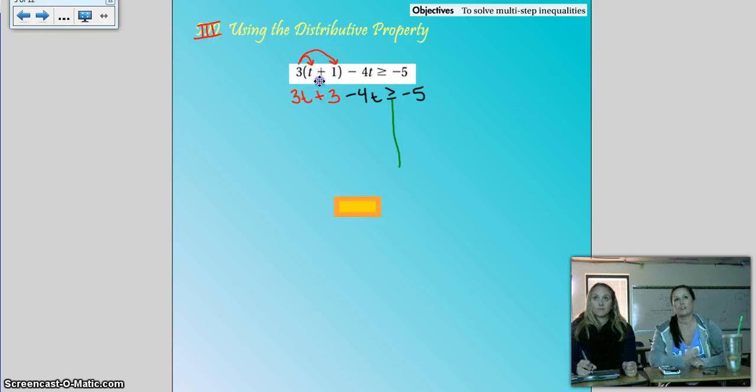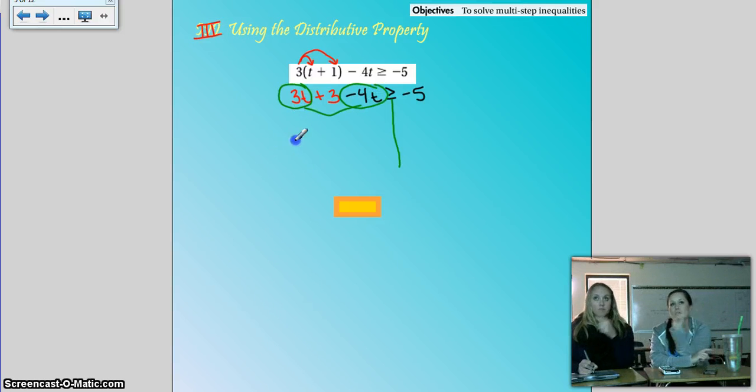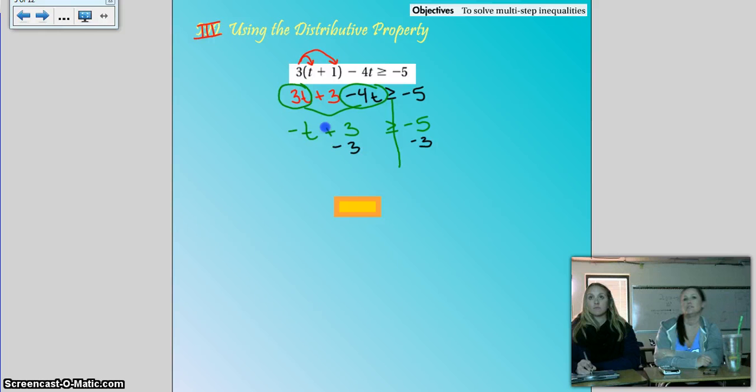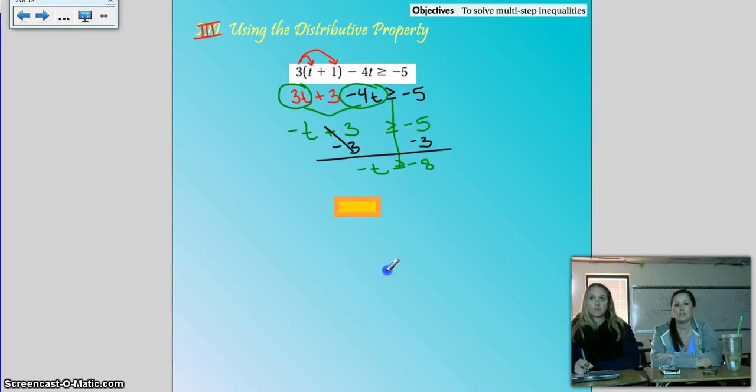So simplify first. Combine the like terms on the same side here. I only want one letter on each side. So I'm going to do 3t minus the 4t, and I'm going to get -1t, greater than or equal to -5. Subtract the 3, subtract the 3. Now I have -t is greater than or equal to -8.